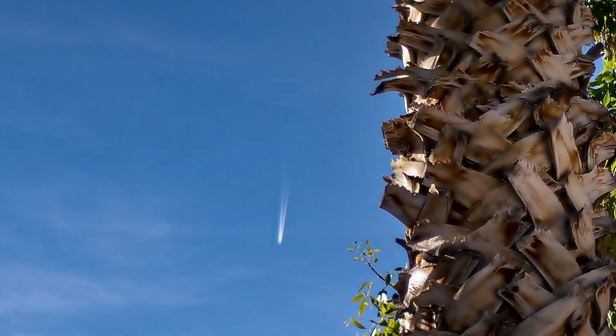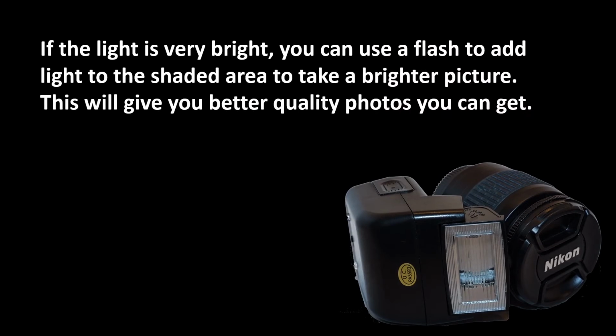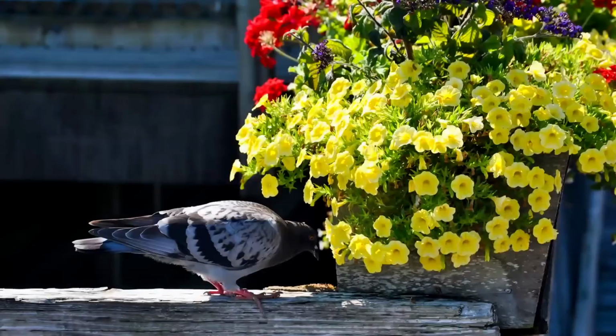However, if the flash is used incorrectly, the shadow may become too strong or the subject may be diluted by the light. If the light is very bright, you can use a flash to add light to the shaded area to take a brighter picture. This will give you better quality photos you can get.